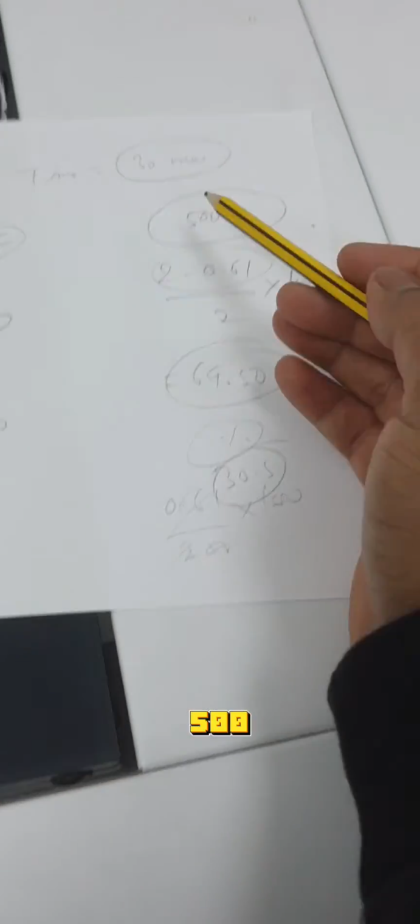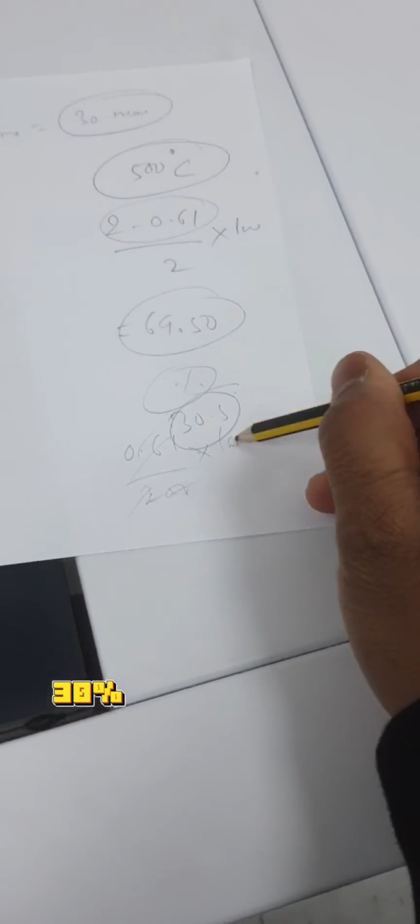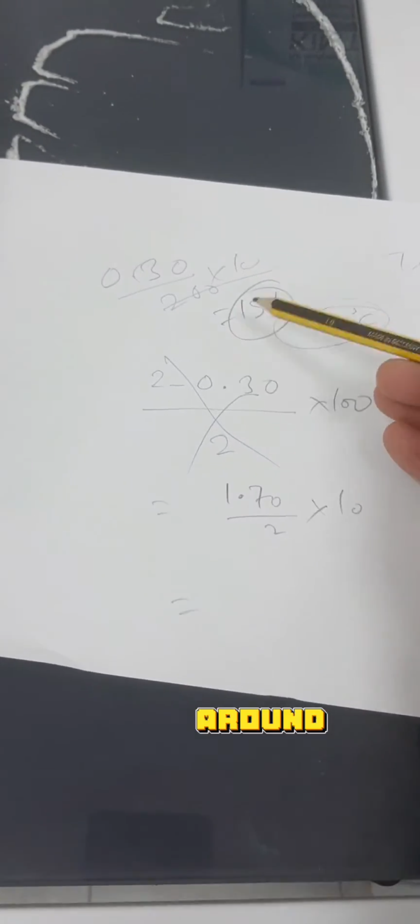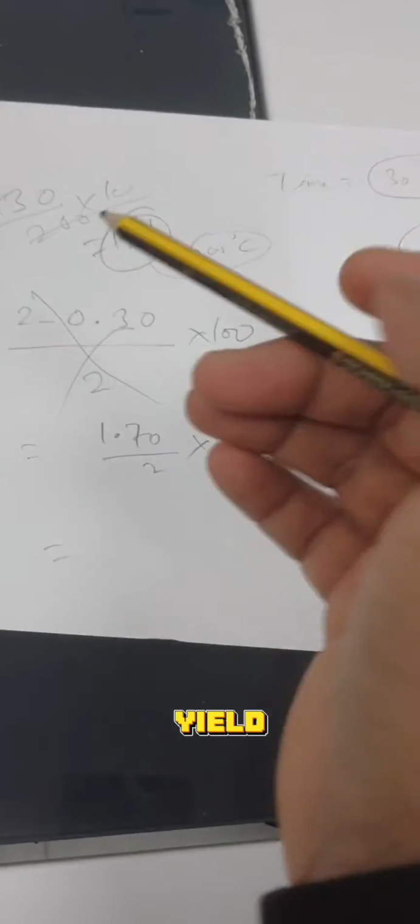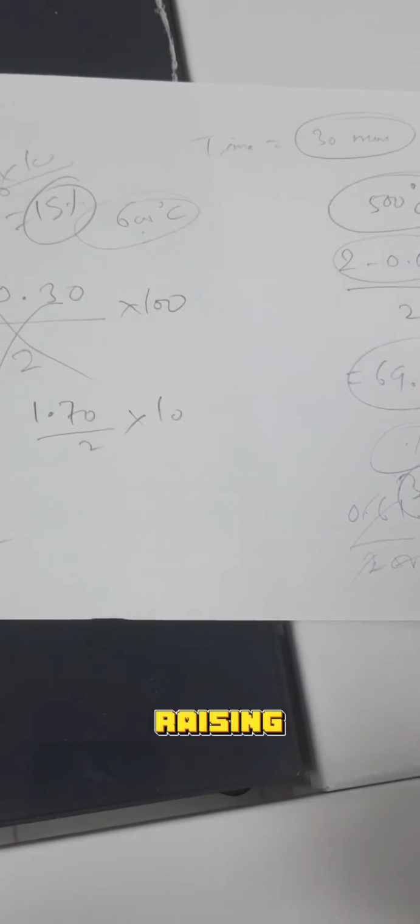You can see here the yield in case of the first one at 500 degrees C was 30%, and here the yield is around 15%. So the yield has significantly dropped when we are raising the temperature.